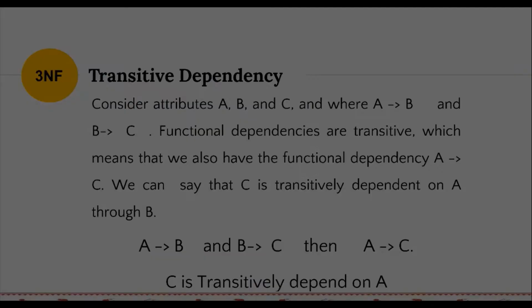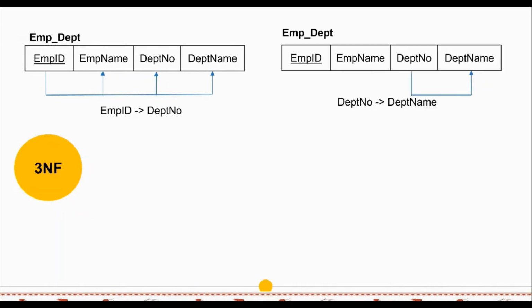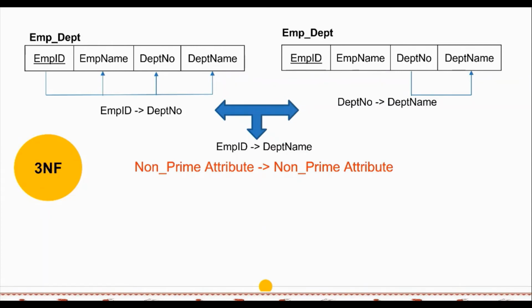So let us check with this example. So here employee name, employee number and department name. We say the department number is functionally dependent on employee ID. Similarly, department name is functionally dependent on department number. So now we say that department name is functionally dependent on employee ID. So that is, B is functionally dependent on A and C is functionally dependent on B. So C is functionally dependent on A.